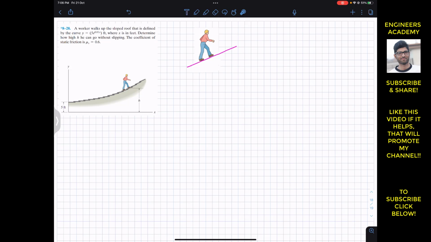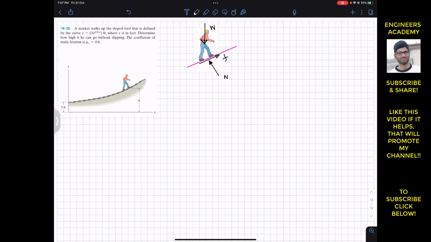Now, as we know, while the worker moves up, he is applying force on the roof in the downward direction. So the roof is going to apply the friction force on his feet in the opposite direction, that is, in the upward direction. Let's say we have the friction force in this direction, and that friction force is F. And now the roof is going to apply the normal force on his feet in the upward direction. So let's say this is N, the normal force, and his weight is going to act in the downward direction. So this is his weight.